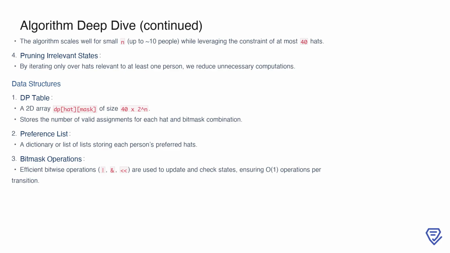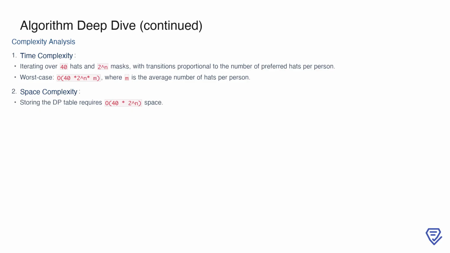The DP table, represented as a 2D array, stores the number of valid assignments for each combination of hats and bitmask states. This table has dimensions of 40 by 2 to the power of n, reflecting the number of hats and states we need to consider. Additionally, the preference list is stored as a dictionary or list of lists, making it easy to access each person's preferred hats. Bitmask operations, such as setting or checking bits, are performed efficiently using bitwise operators like OR and left shifts. These operations allow us to update and check states in constant time, which is critical for maintaining the algorithm's overall efficiency.